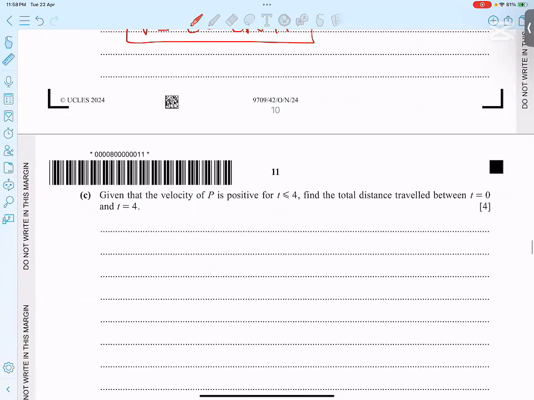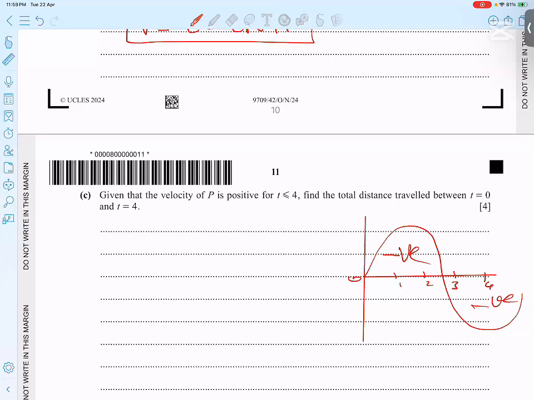He said, given the velocity of P is positive for t less than or equal to 4, it means if I make a velocity time graph for 0 to 4 seconds, this graph, just to give an example of what it's saying, the whole graph lies above the x-axis. Basically, when a graph goes up it is positive, below is negative displacement.